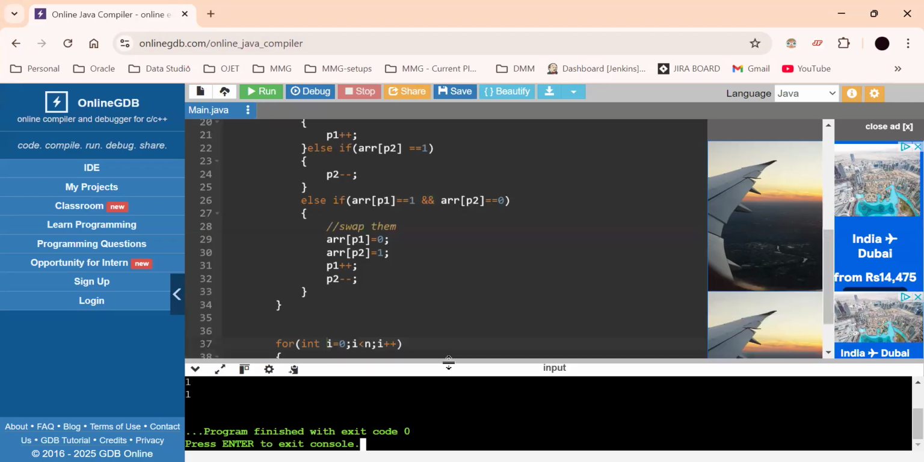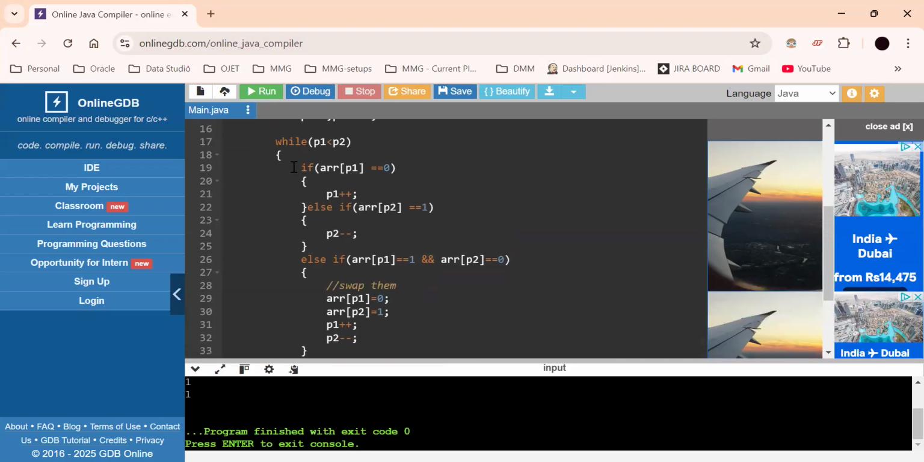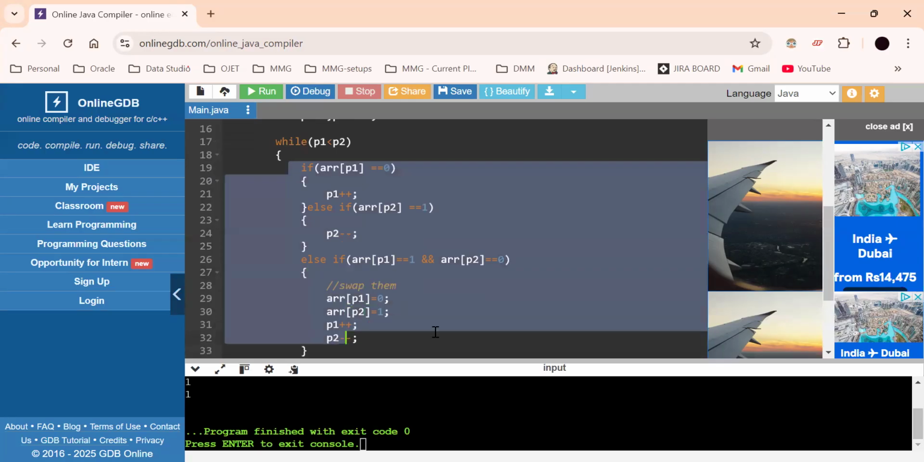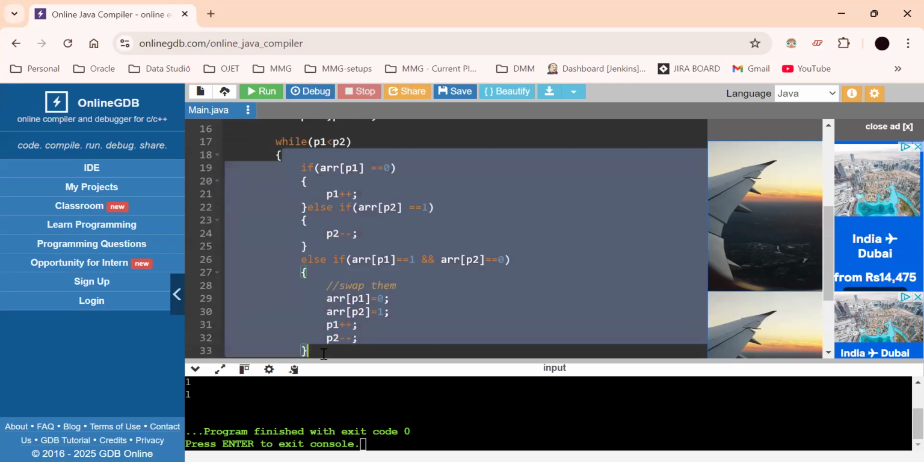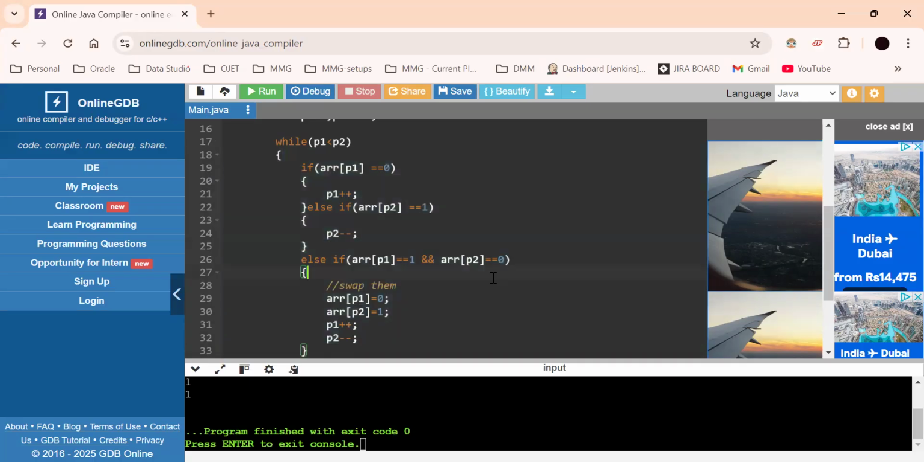So these are the two approaches, guys. If you observe, this only takes n times, because within one iteration we are swapping all the values. So I hope you understand the logic.